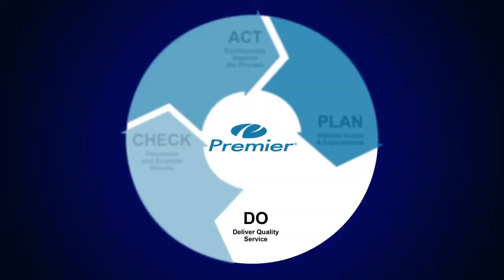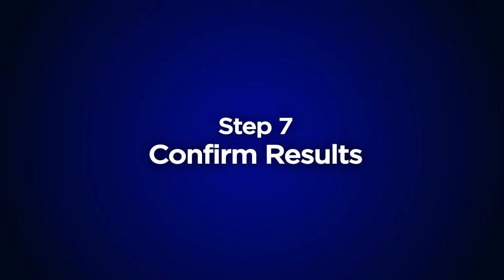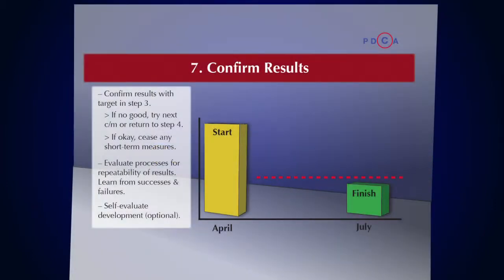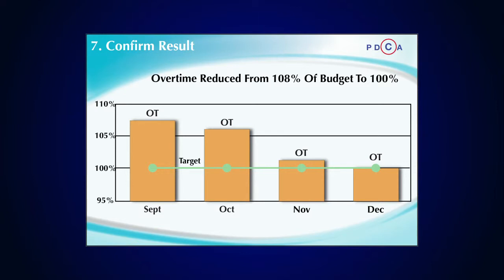We are now on the check step of the PDCA process. Step 7 is to confirm results. After implementing and sufficiently monitoring your countermeasure, it is now time to check your results against the target you set in step 3. If results are no good, you should try the next countermeasure or return to step 4 to revisit your root cause. For our sample problem in step 3, we wanted to reduce OT from 108% of budget to 100% of budget by the end of the calendar year.